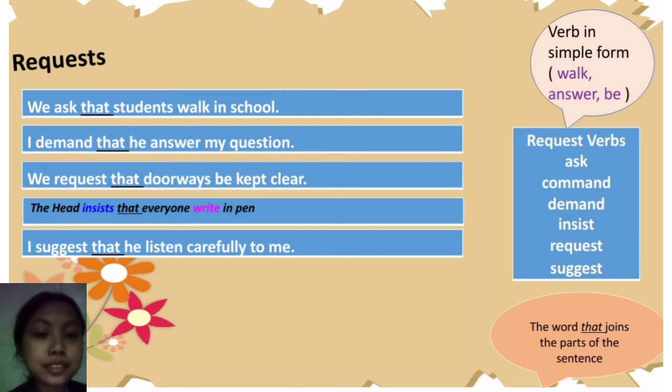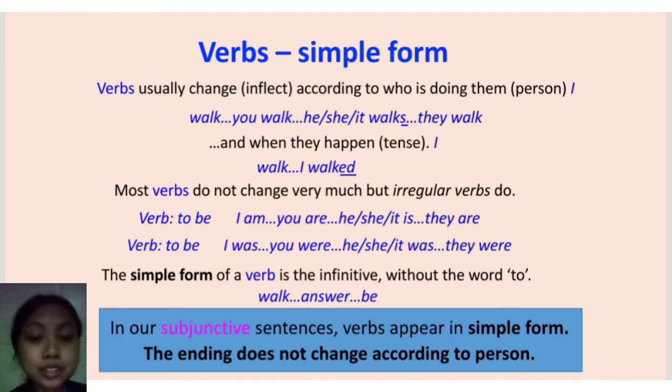Next, it's about the verbs' simple form. Verbs usually change according to who is doing them, or person, for example walk, you walk, and for he, she, it, it could be walk plus s, and then they walk. And it also changes according to when they happen, or tense, which for the present is walk, and for the past could be I walk plus ed.